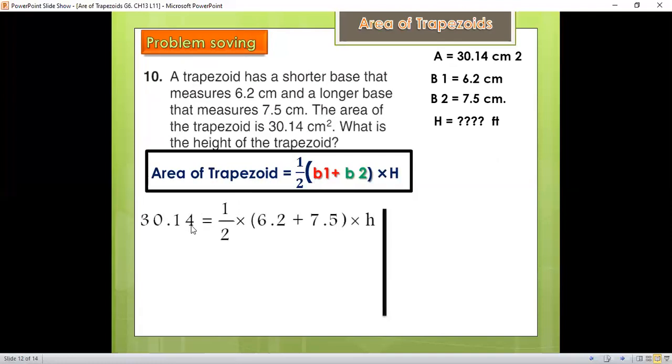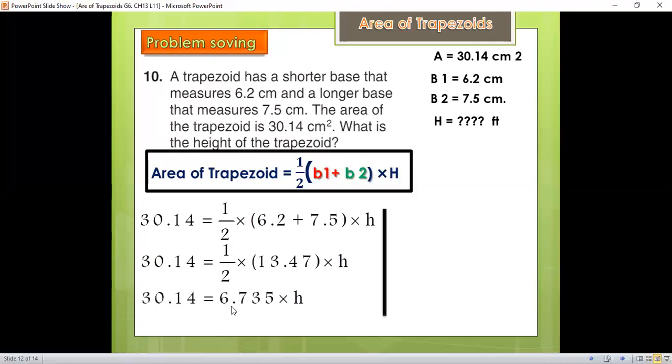We need to calculate the height by substituting these values in the formula. Area of trapezoid: 13.14 equals half multiply base 1, 6.2, plus base 2, 7.5, in brackets, multiply by height. Calculate the bracket first. 6.2 plus 7.5 means 13.7. Then 13.14 equals half multiply 13.7 multiply by height. Half multiply 13.7 equals 6.85.